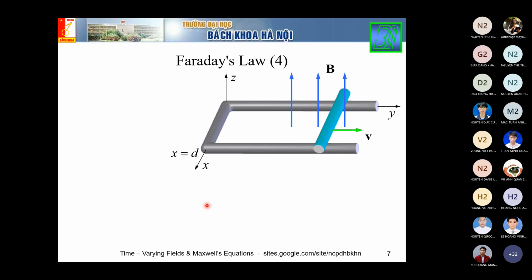Now we try to apply Faraday's law to this case. This is the magnetic flux flowing through this rectangle, okay? And because B here is uniform, this one will be B times the area of this rectangle. The area of this rectangle will be d times y. Let's say that this length is y, okay?